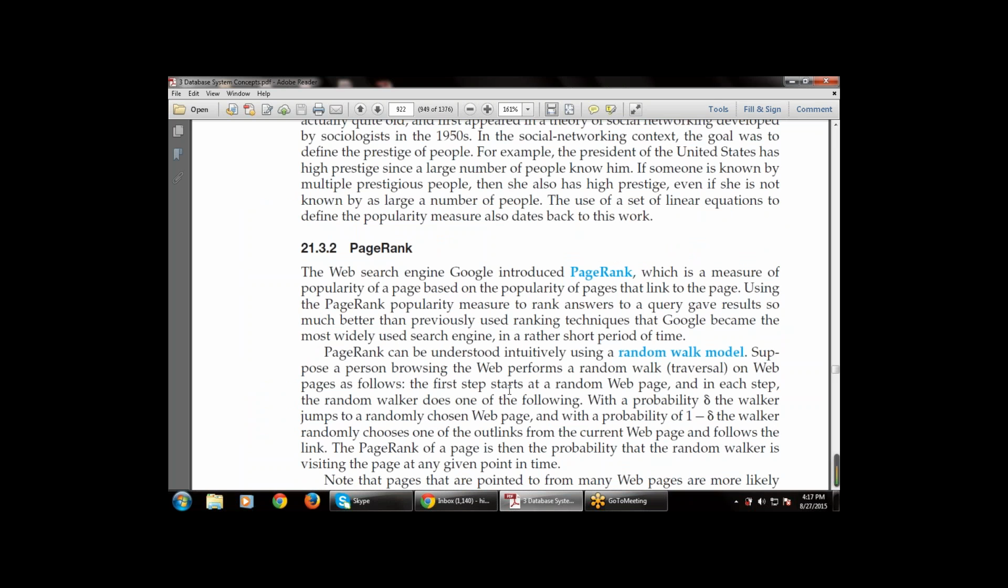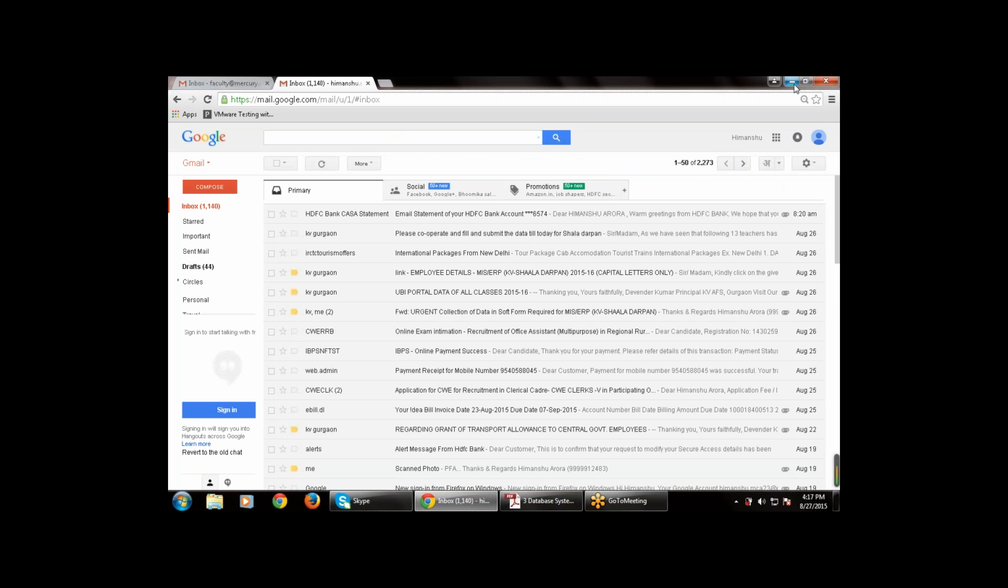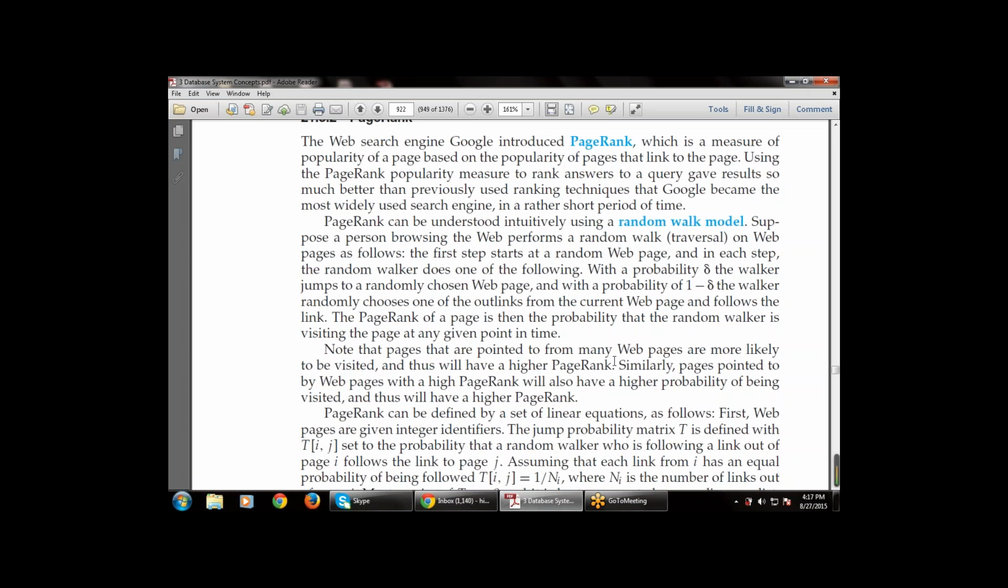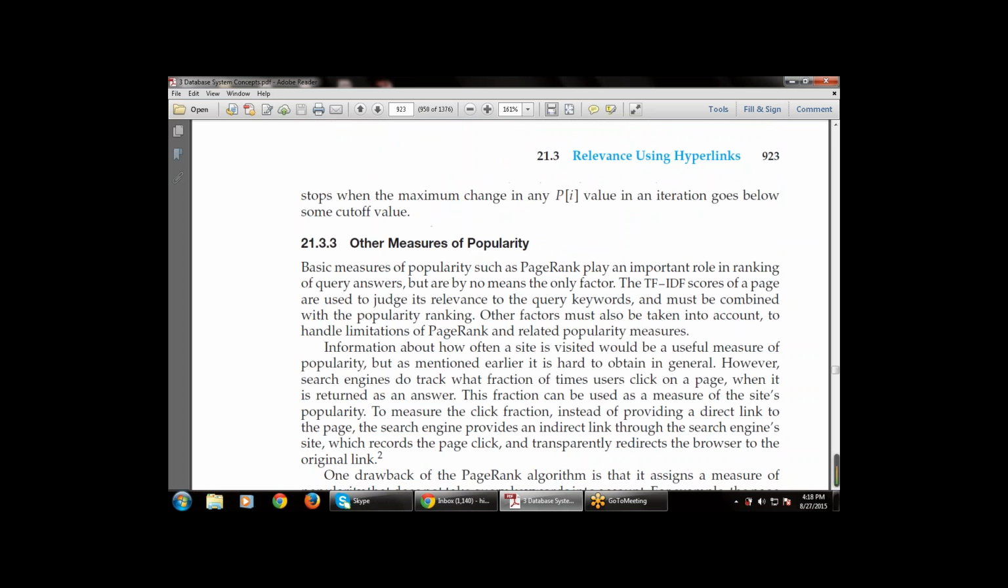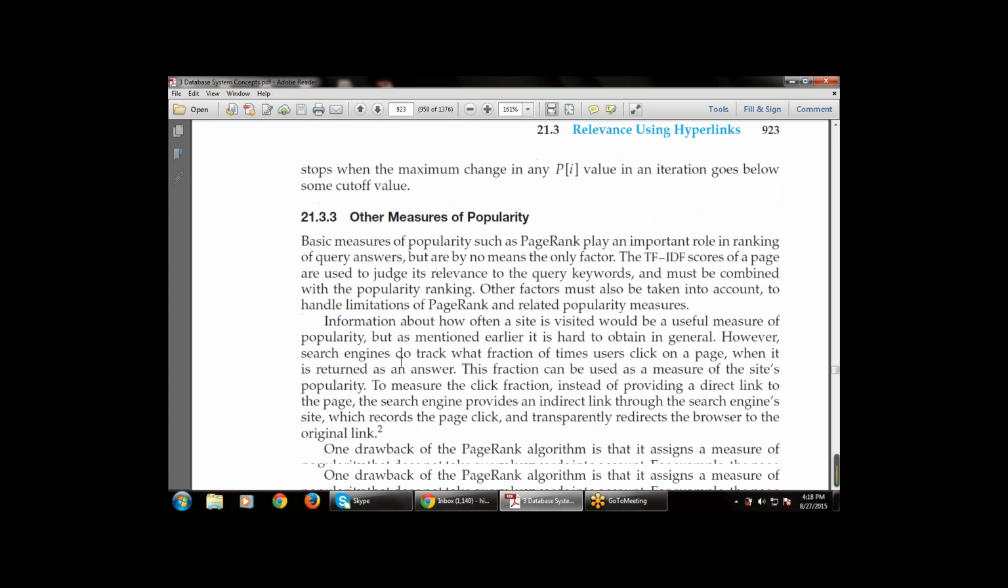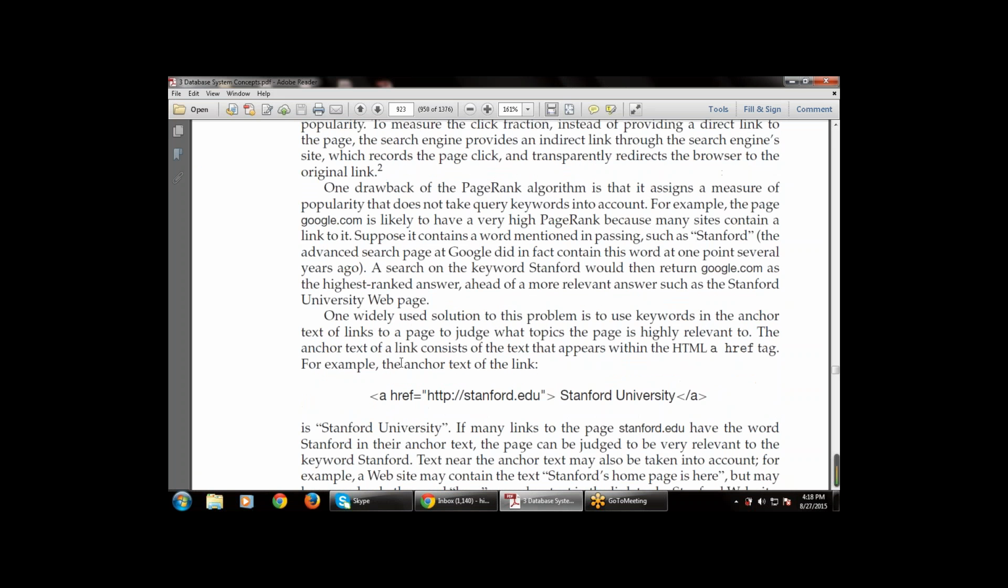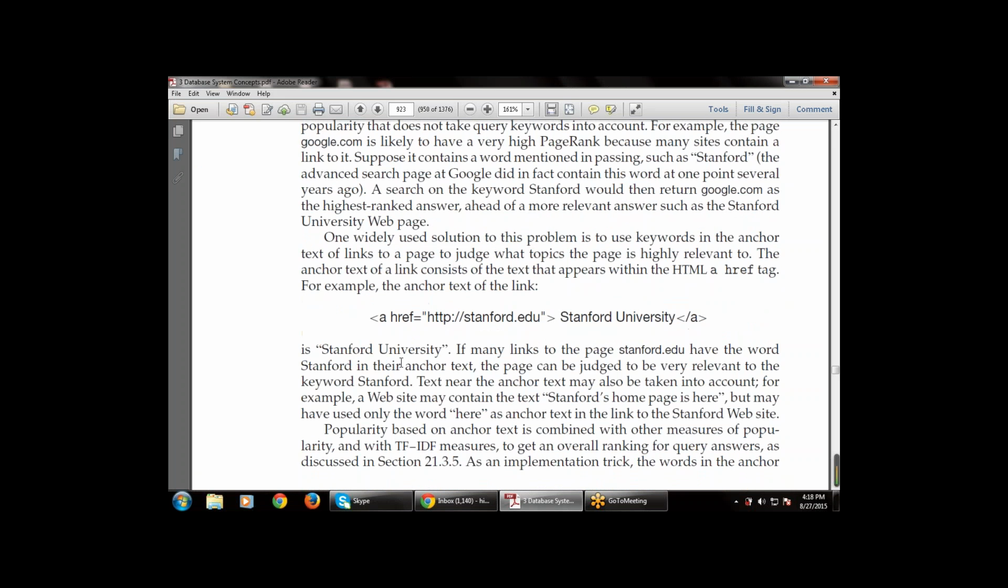PageRank can be understood intuitively using a random walk model. Not every page and not every concept is used in the PageRank method. PageRank can be defined by a set of linear equations, given below. Now these are the other measures of popularity by which we can get our data.